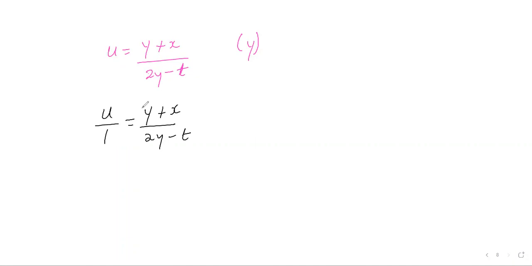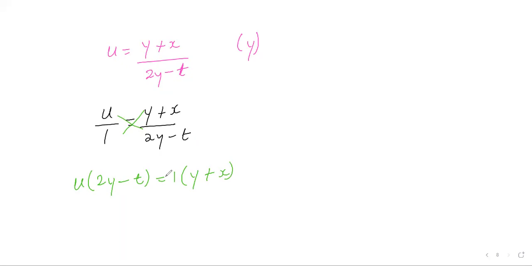So once you have one single fraction on the left-hand side and another fraction on the right-hand side, what you do is cross multiply. Everybody agree with what I'm doing so far? We are basing on the concept we know from before. So we cross multiply. Watch this now. When you cross multiply, you're going to get u bracket 2y minus t is equal to 1 bracket y plus x. Follow me.